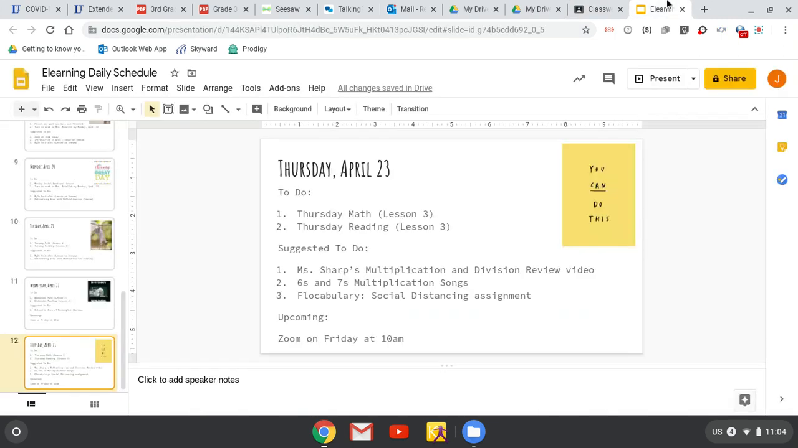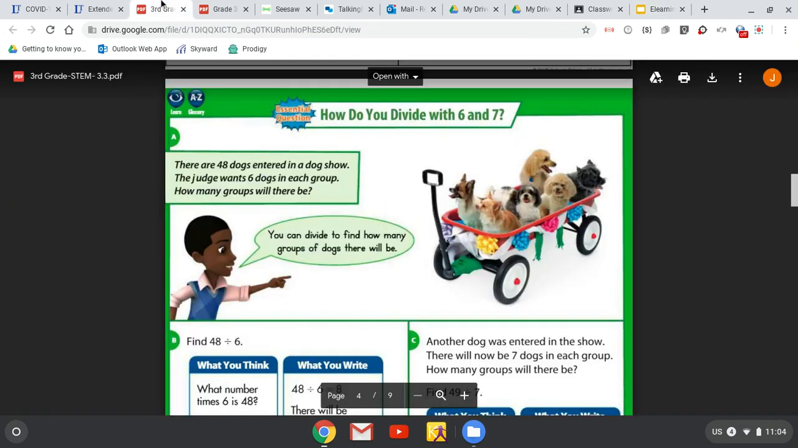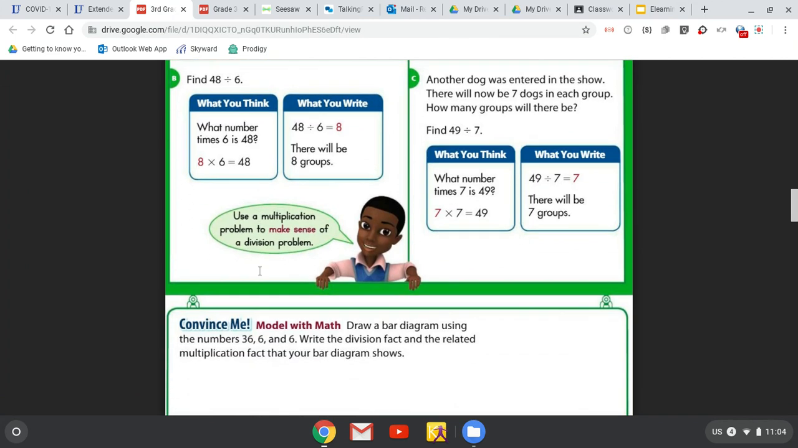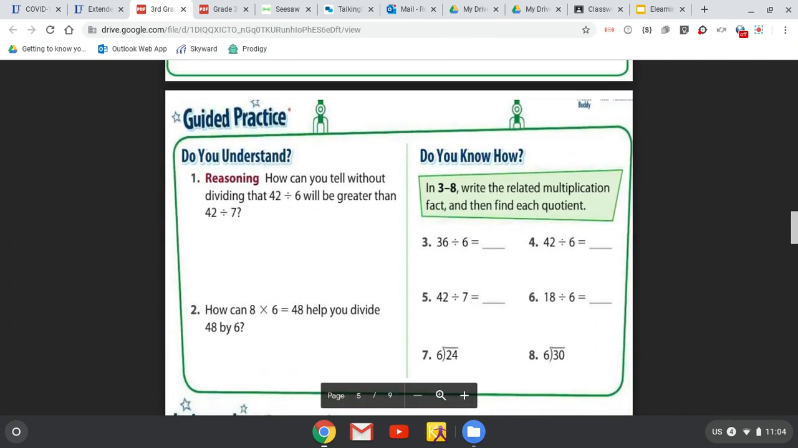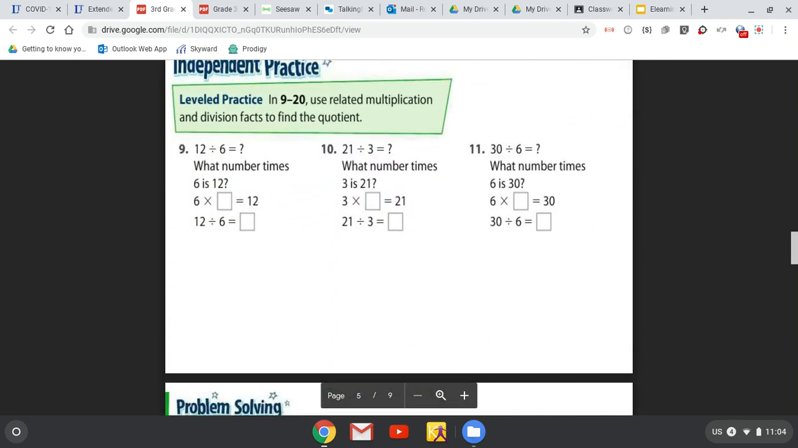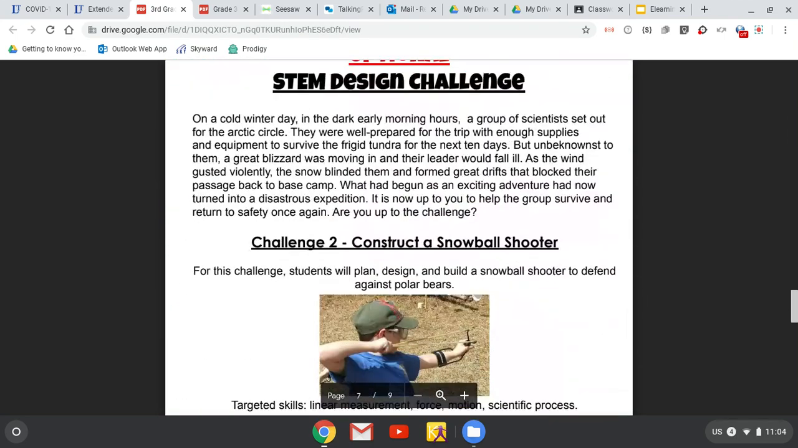Okay? And that is one thing I put under suggested to do. Listen to your 6 and 7s multiplication songs. Remember, our first page gives you some examples. Read these examples. They will help you understand how to complete the problems. Show what you know about division with 6s and 7s on your Pearson pages.